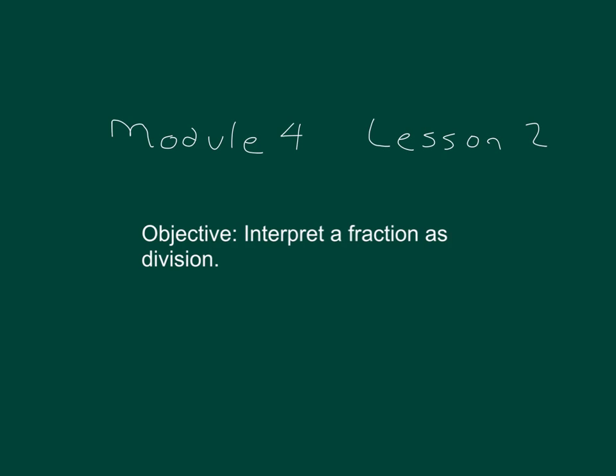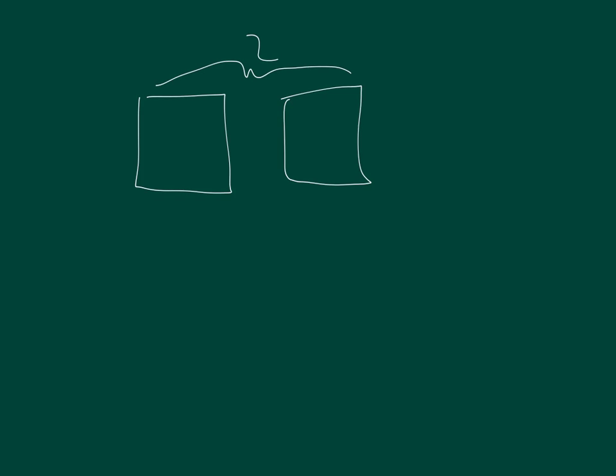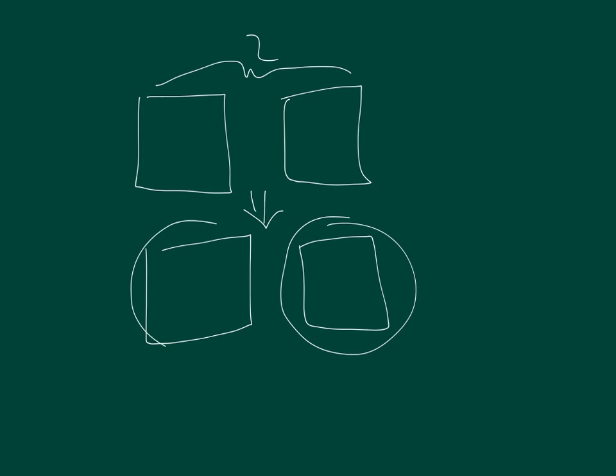The objective within this lesson is to interpret a fraction as division. Imagine that we have two crackers. Imagine that we share the crackers equally between two people. Each of the people gets one cracker. Say the division sentence that tells you what we just did with the crackers. 2 divided by 2 equals 1.